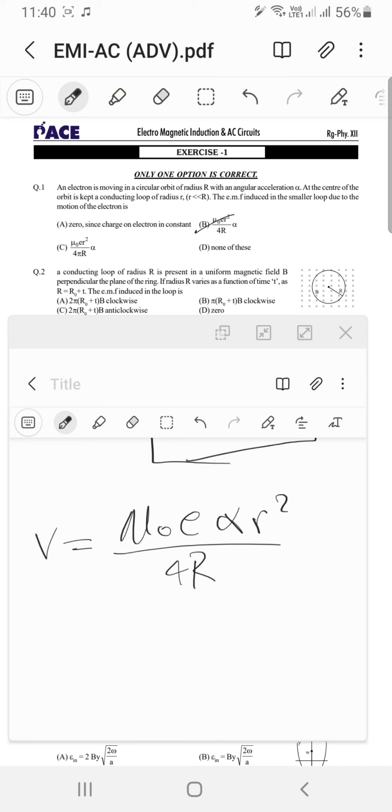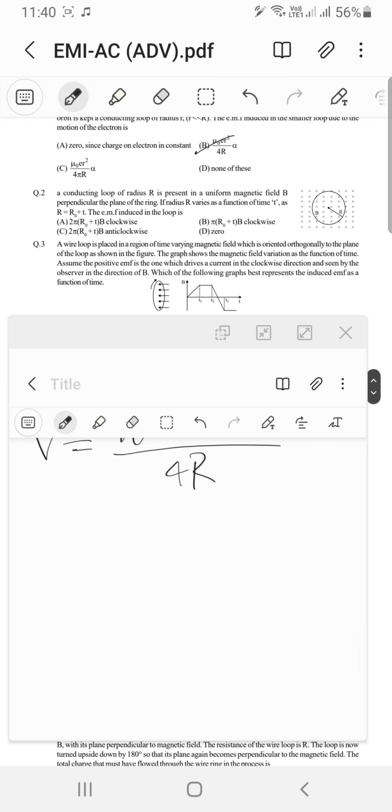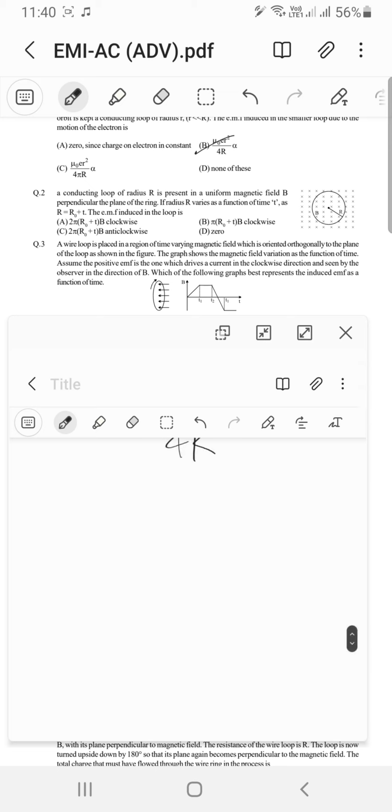Next, a conducting loop of radius r is present in a uniform magnetic field B perpendicular to the plane of the ring, if radius r varies as a function of time t as given. So you can find out the flux first of all. Our flux will just be pi r squared.